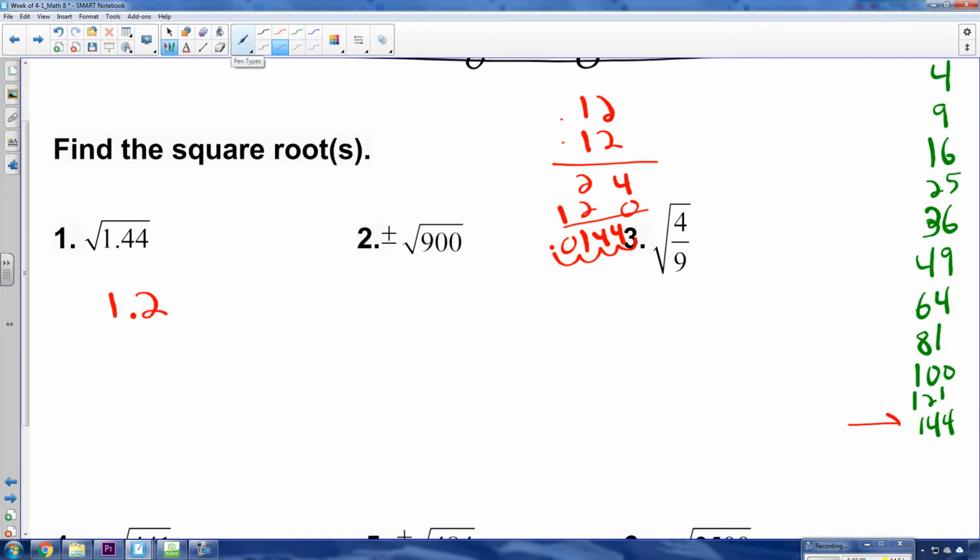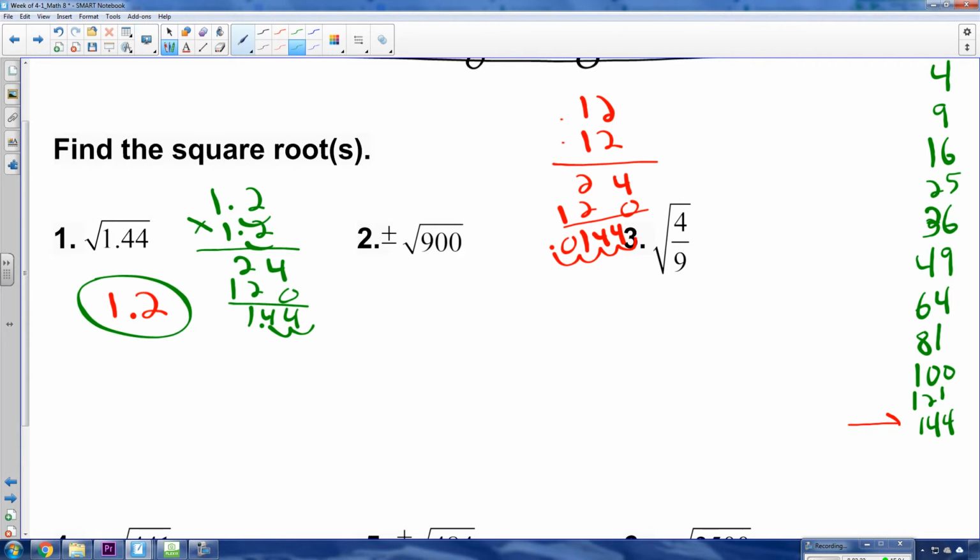Now how do we know it's 1.2? Well, let's try the same thing again. 1.2, 1.2, multiply it out. You'll notice that when you're multiplying it, you now have 2 decimal places, right? Because each number is off by 1. So we got 4, we got 2, we got 0, we got 1, 2, we got 144, but we got to move it 2 places. So we have 1.44. So the answer is 1.2.